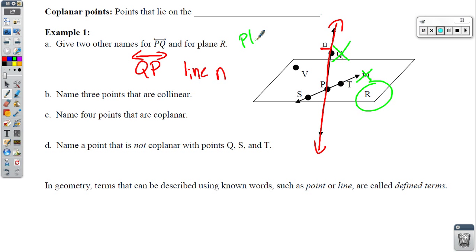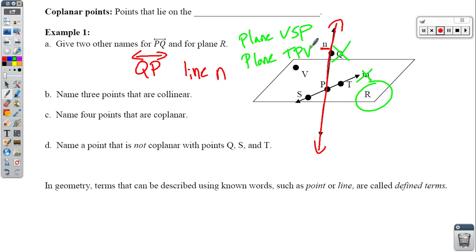So we could say plane V, S, P. That's one thing we could say. Or we could say plane, let's see, I didn't use T last time, so let's use T. T, P, and V, that would work. And there's other combinations you could use as well, but you just need 3 points on that plane.